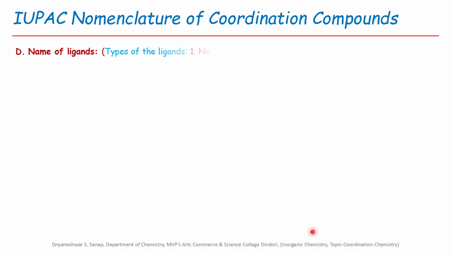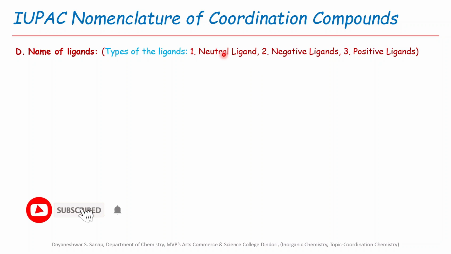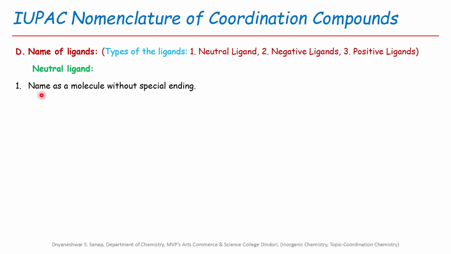The fourth important rule is naming of ligands. Basically, there are 3 types of ligands present in coordination compounds. First type of ligand is the neutral ligand, second is the negative ligand, and third is the positive ligand. While writing the naming of ligands, we have to keep certain rules in our mind to avoid mistakes. First of all, neutral ligands. For neutral ligands, name as the molecule without special ending.